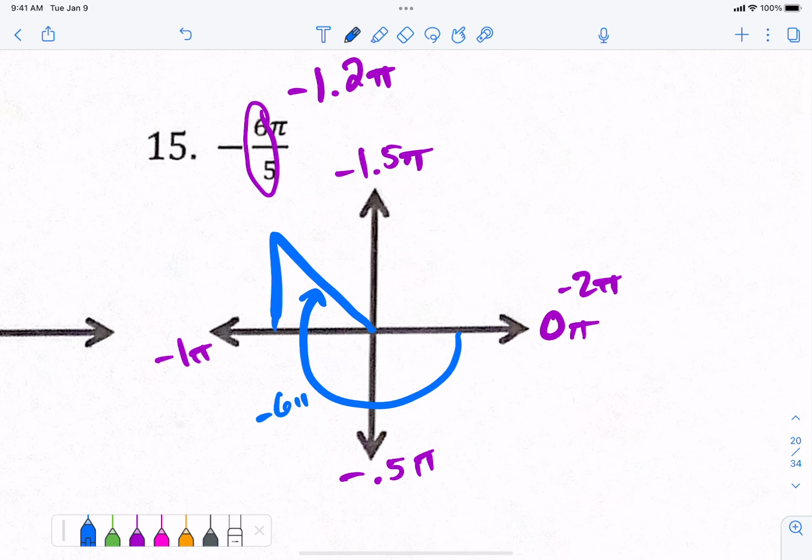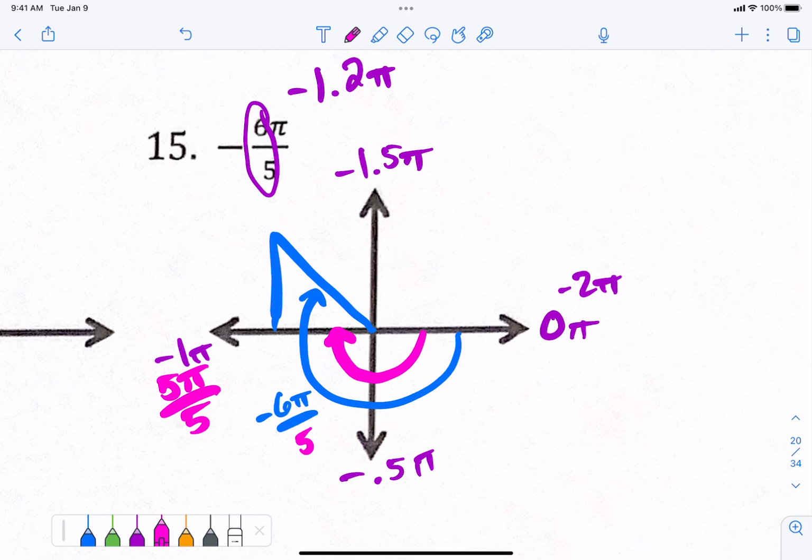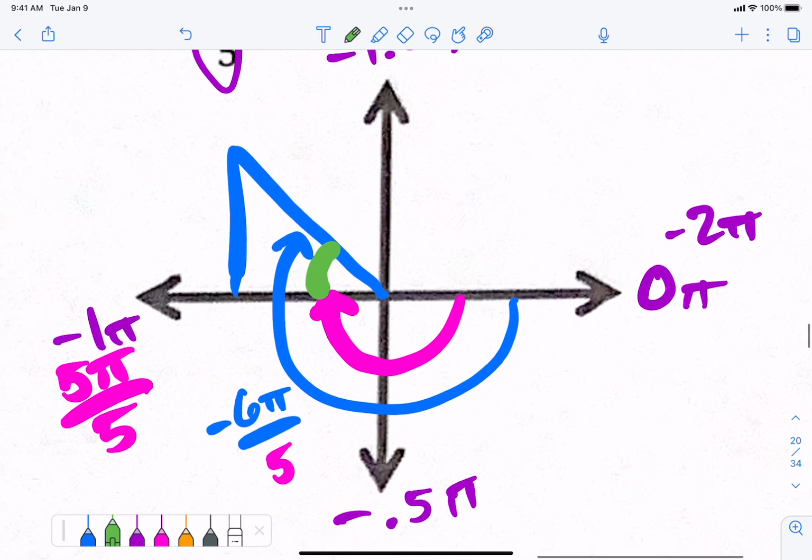over 5. Okay, all right, if I'm going from like here to just here, that would be 1 pi, right? 1 pi would be, I don't know why I put 6 pi over 6. 1 pi would be 5 pi over 5, right? Like that would be 1 pi. So how big is this little angle right here? If I'm going 6 pi over 5 versus 5 pi over 5.